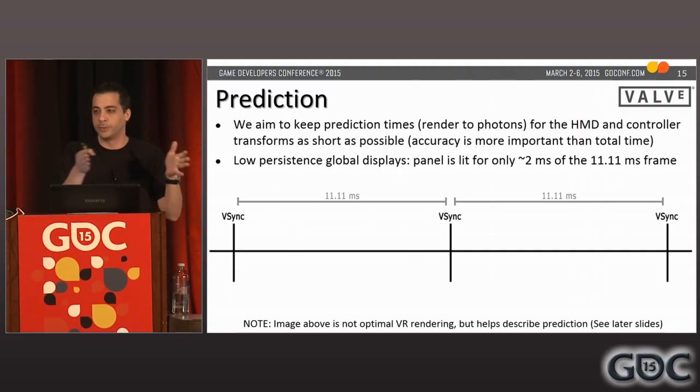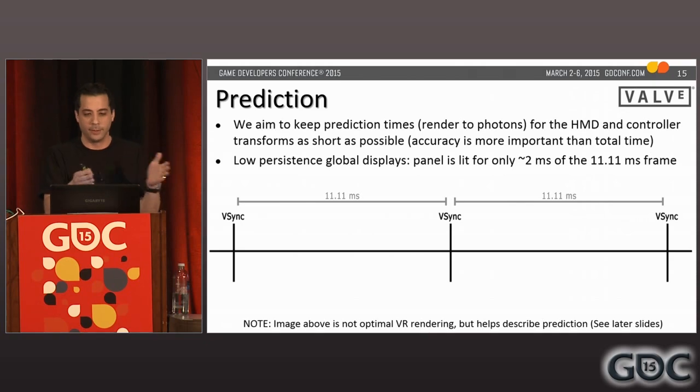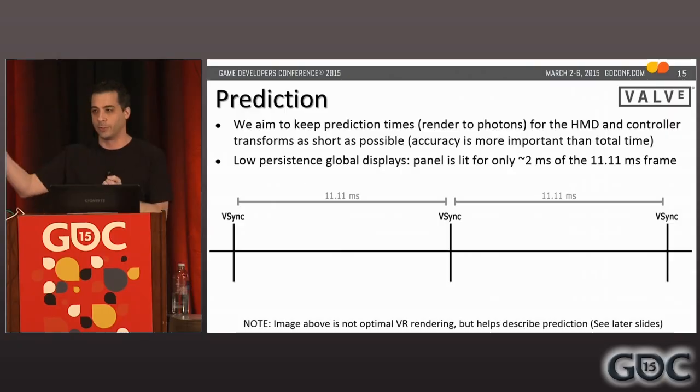So we have to predict our poses forward, and your HMD driver will do this for you. But it's up to you to ask for how much prediction you want, how far out to predict those poses. And it's critical that you understand this and you have a clear mental model of how this works.